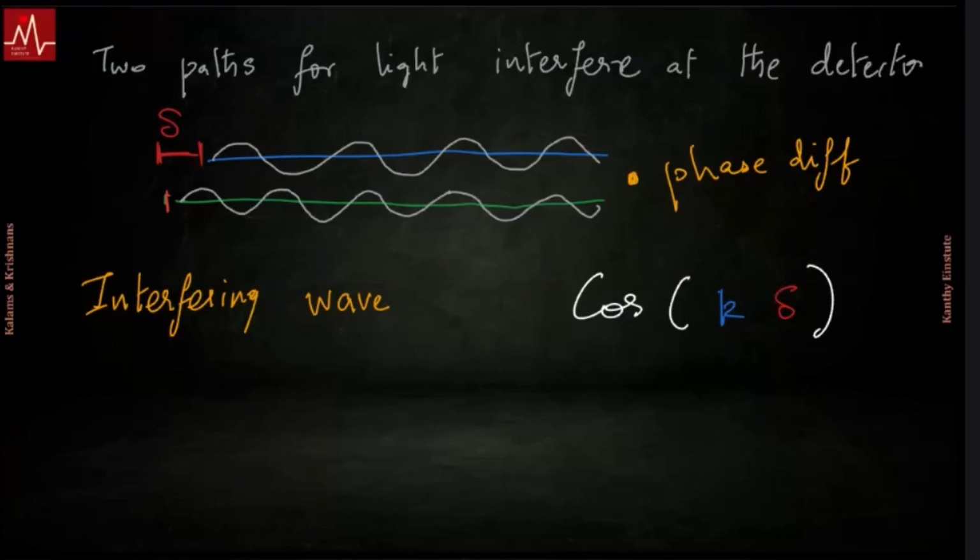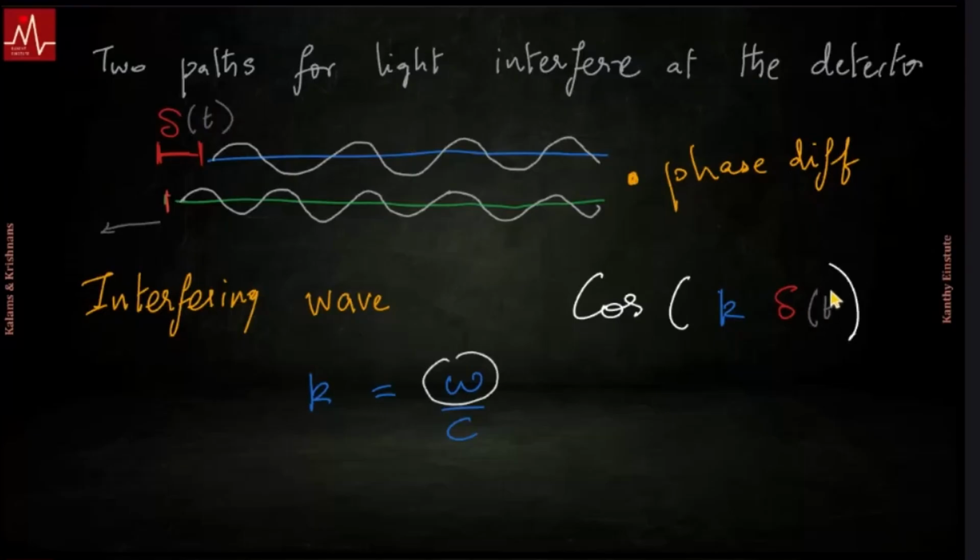And what does this k depend on? Wave theory says this k is omega by c. That is, it depends on the frequency of this wave. Of course, if we take the same source, same frequency, the phase difference depends on the frequency. This phase now depends on frequency. That's it. And I am moving the mirror, so this delta is a function of time.